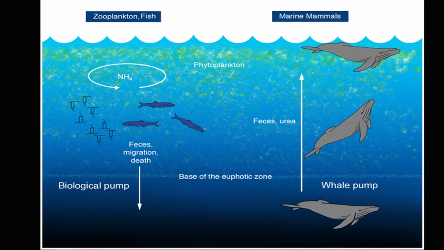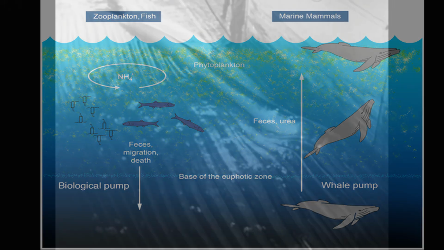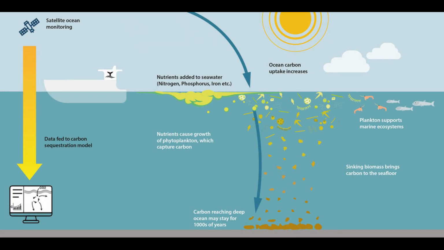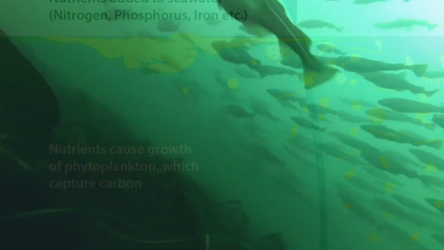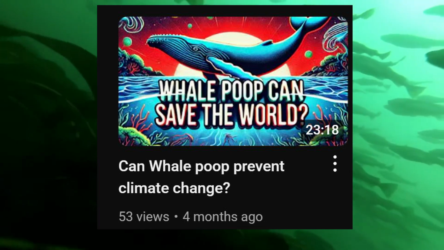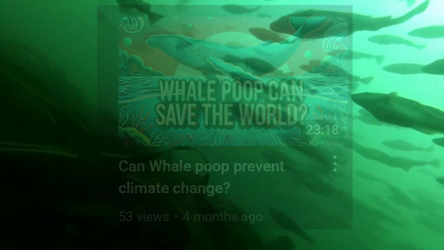Phytoplankton forms the base of the marine food chain, supporting a wide variety of marine life, from microscopic organisms to marine mammals. Phytoplankton also plays an important role in carbon sequestration by converting carbon dioxide to biomass through photosynthesis and, through sinking, transferring the carbon to the deep ocean and sea floor sediments. To learn more about how this process works, please watch my previous video. You can find the link in the video description.